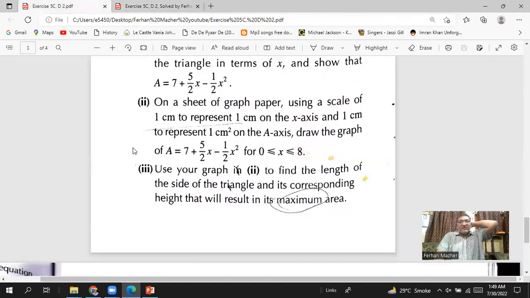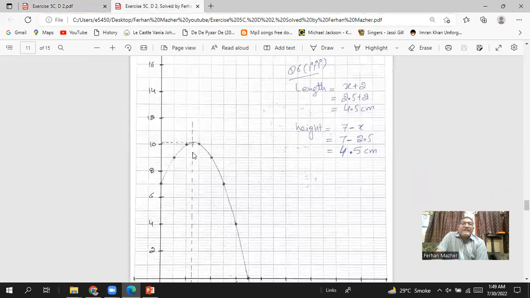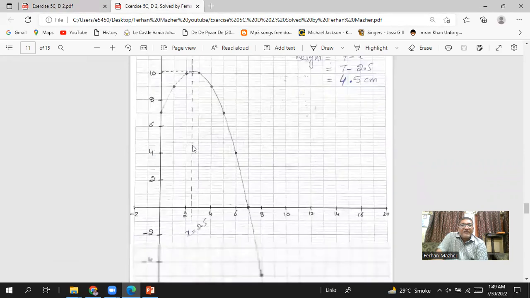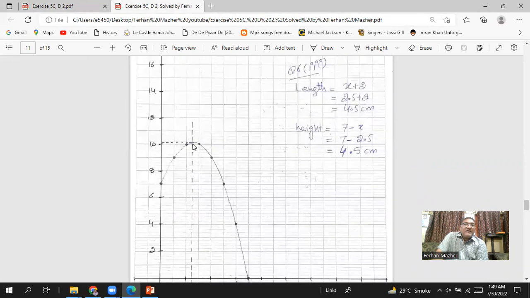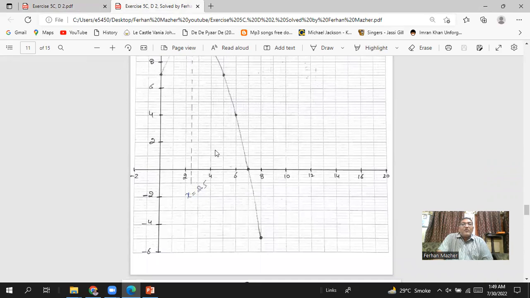Now, once this graph is drawn, their question is to use your graph in the second part to find the length of the side of the triangle and its corresponding height that will result in its maximum area. If you look at this graph, the maximum area is here, which is 10 point something, and this happens when the value of x is 2.5. The maximum area in this graph is when the x value is 2.5.